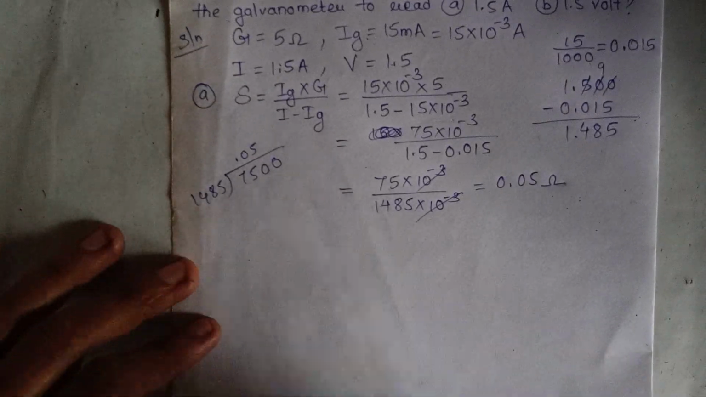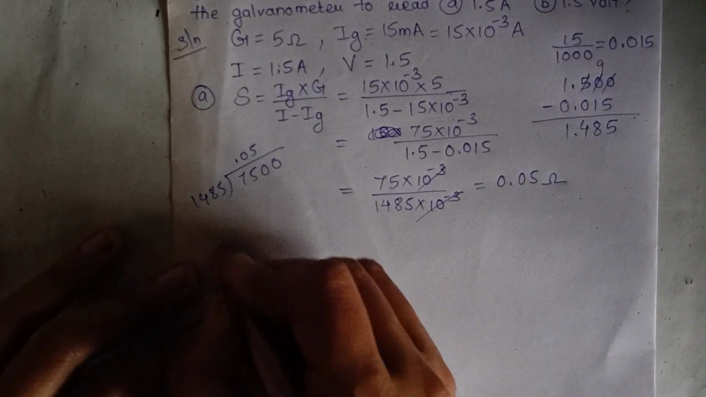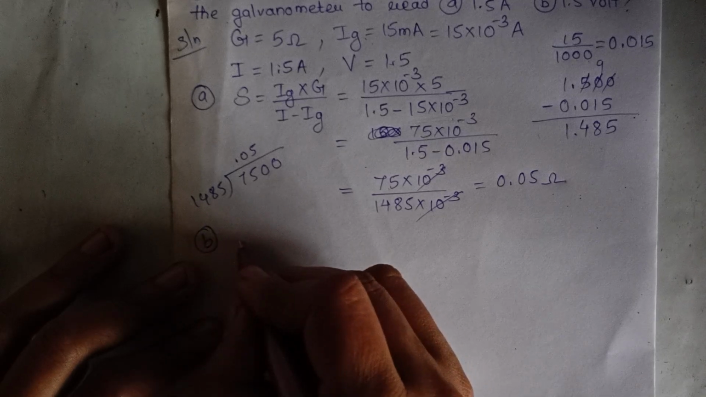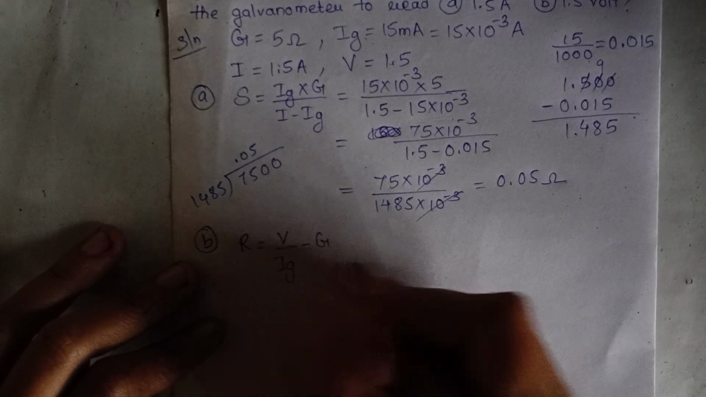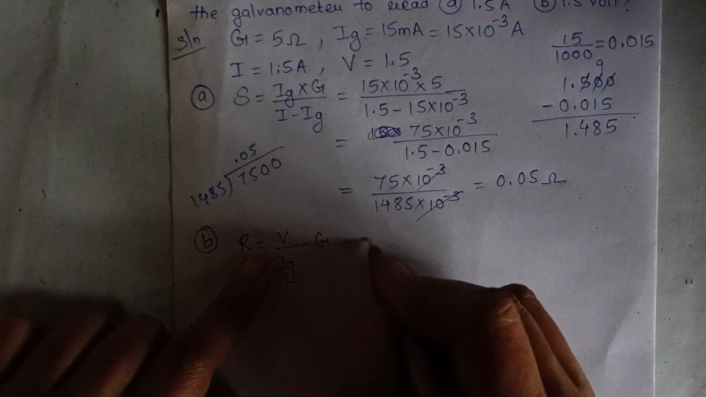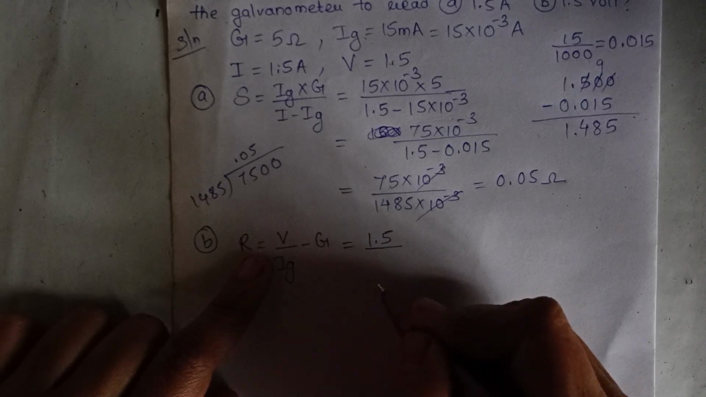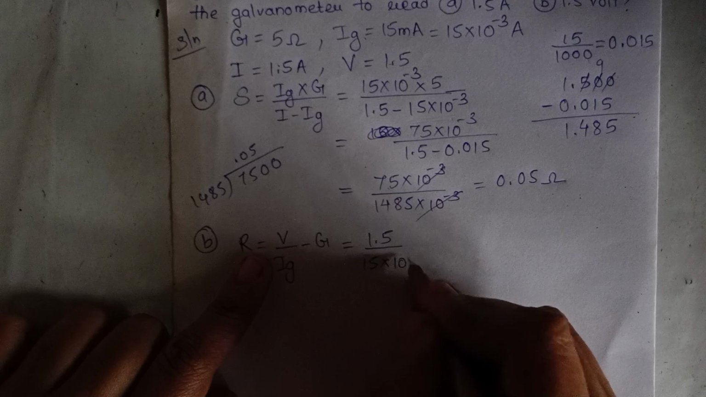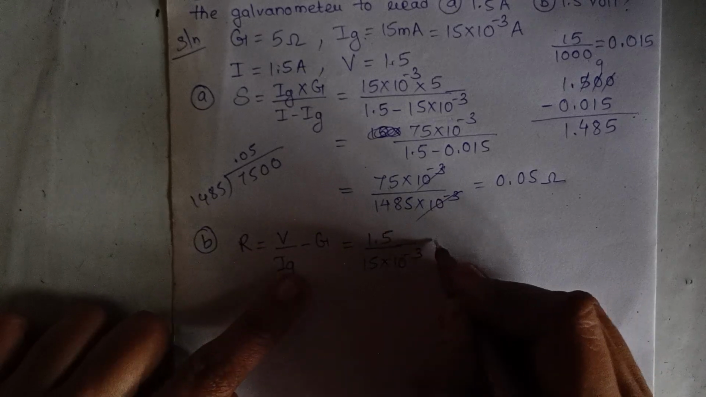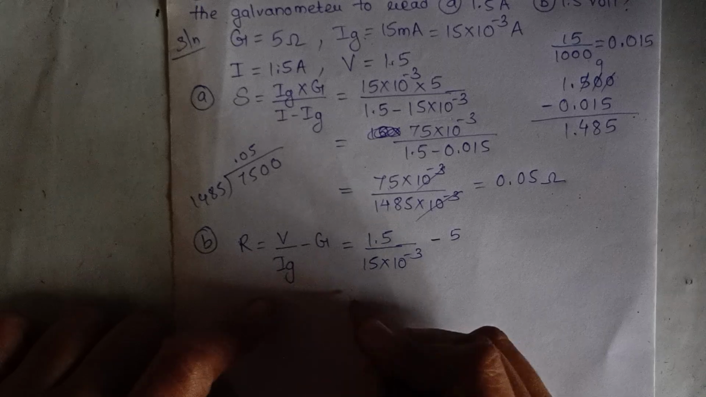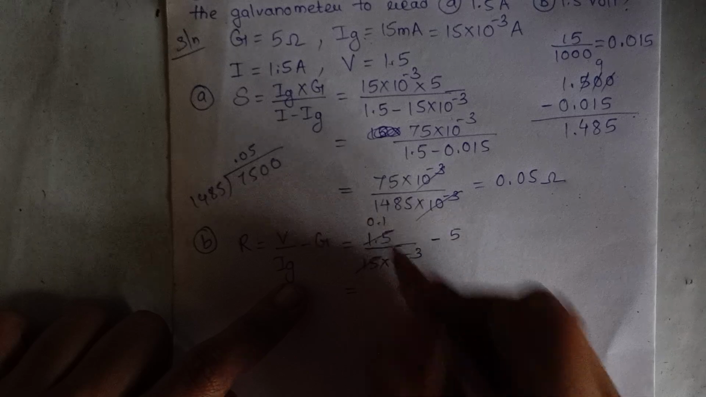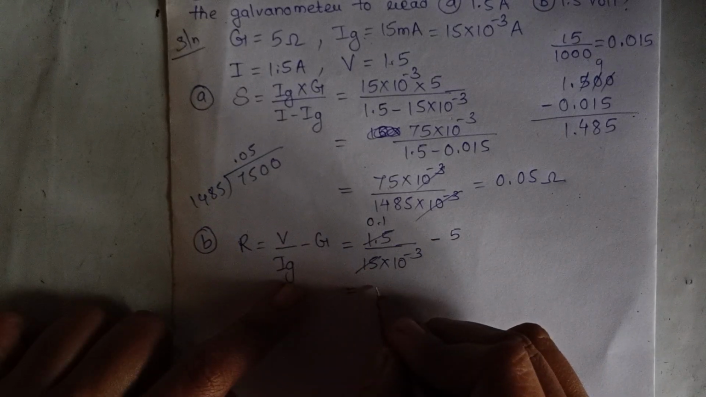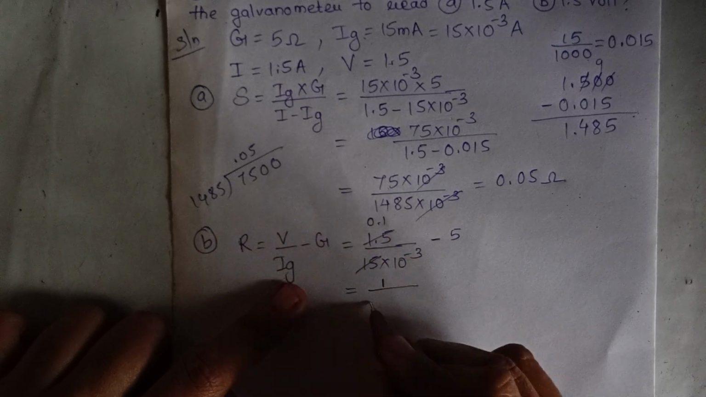Then you have to calculate for voltage. That resistance also you have to calculate. So R is equal to V upon Ig minus G. V is 1.5, Ig is 15 into 10 raised to minus 3, G is 5. So this will be 0.1, which is 1 upon 10 again.